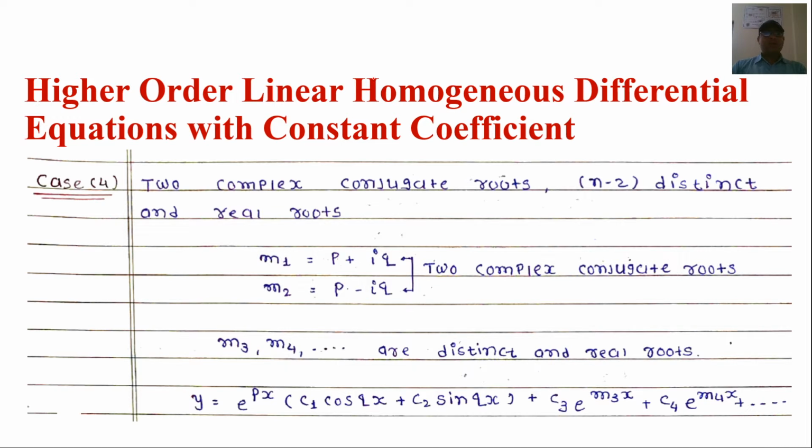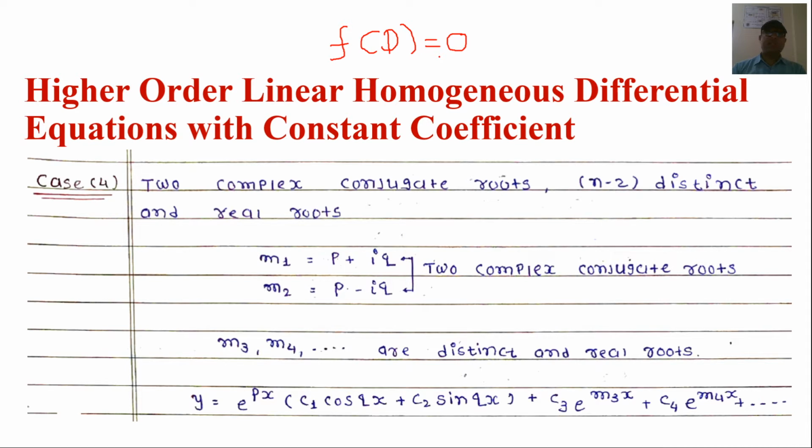As we have discussed in our previous video session, the solution of the higher order linear homogeneous differential equation with constant coefficients depends on the nature of the roots of the auxiliary equation, that is the roots of the auxiliary equation f of D is equal to 0. And in our previous video session we discussed the three different cases.